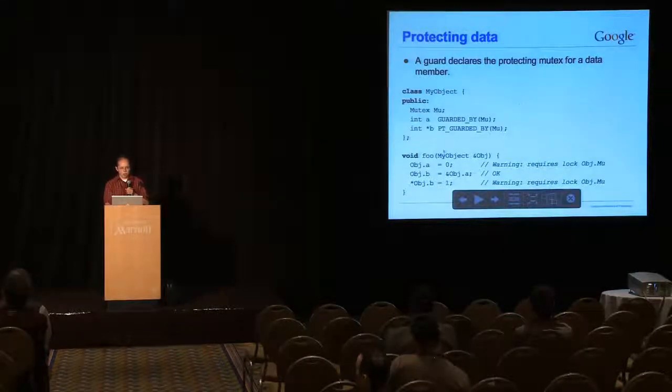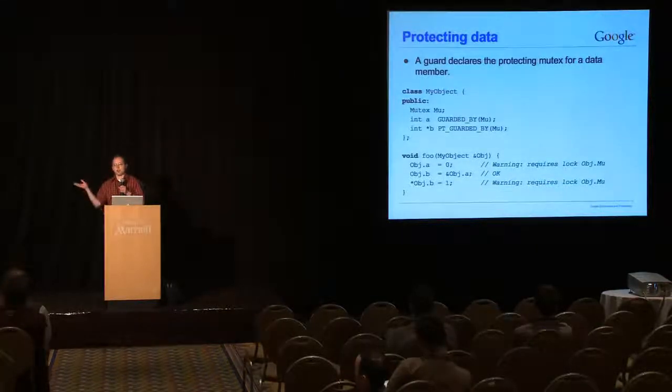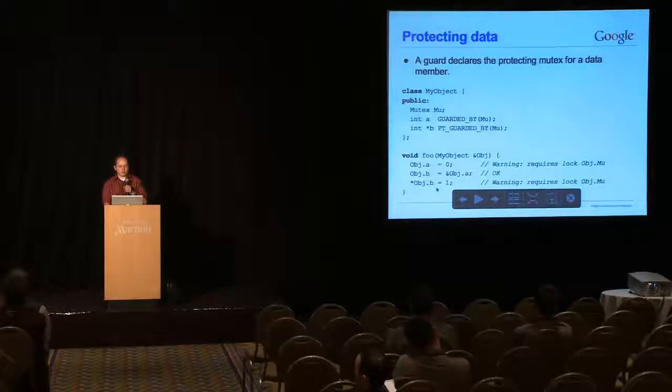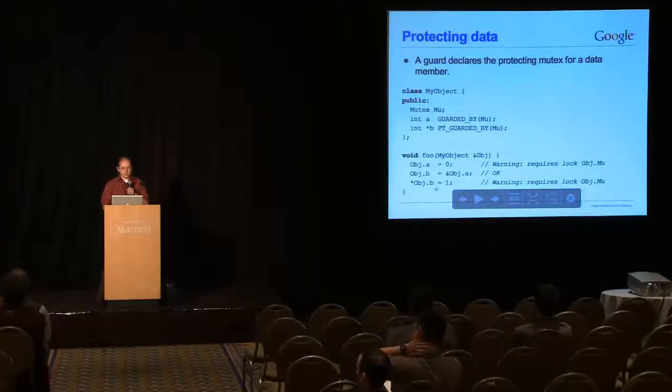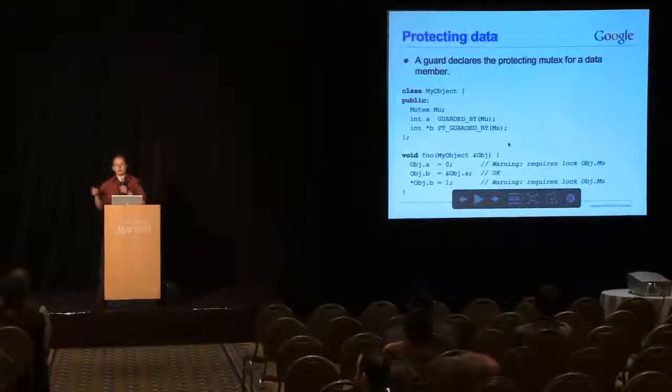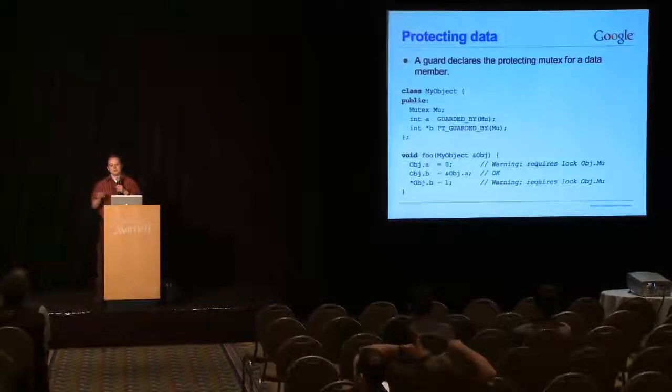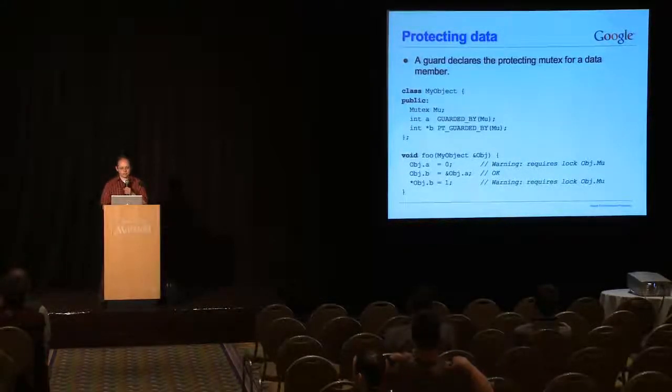So in this example, if we modify A without holding the lock, we get a warning. If we modify B, that's fine. We can modify the pointer because there's no guard on it. But if you modify the thing that B points to, then we get the warning. And sadly, we don't recurse. There's no pointer guarded by on the pointee, so there are some limitations here.